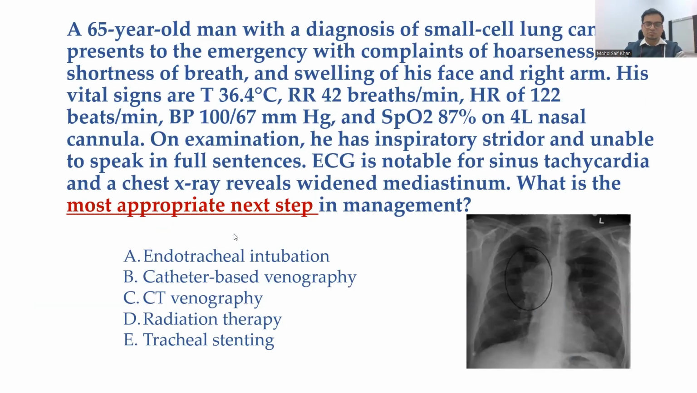And this is an MCQ, an important one for all of you to solve. A 65-year-old man with a diagnosis of small cell lung cancer presents to emergency with complaints of hoarseness, shortness of breath, and swelling of his face and right arm. His vital signs are temperature 36.4 degrees Celsius, respiratory rate 42 breaths per minute, heart rate of 122, BP of 100 over 67, SpO2 of 87% on 4-liter nasal cannula. On examination, he has respiratory stridor and is unable to speak in full sentences.